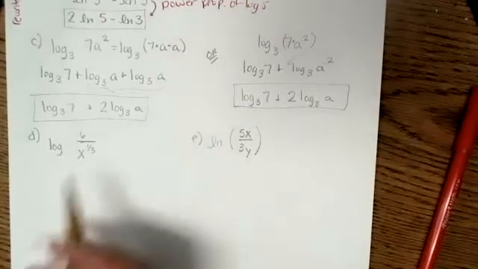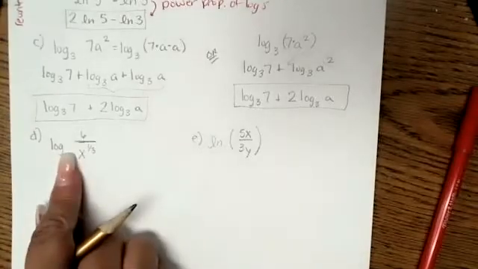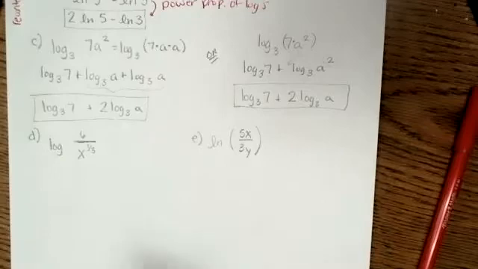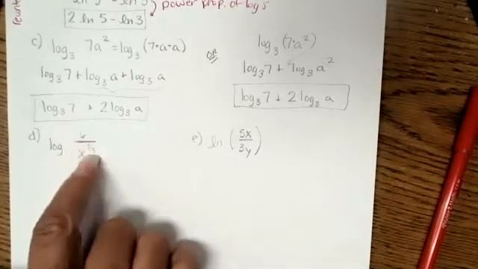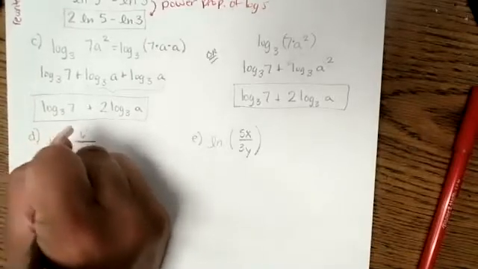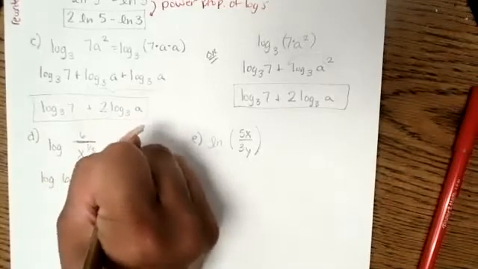On D, division goes with subtraction. So now here I didn't put a base, so it's an automatic base 10, you just don't see it, but I don't even need to write it down. I'm going to separate the 6 and the x to the 1/3, and that's going to be log 6 subtract log x to the 1/3.